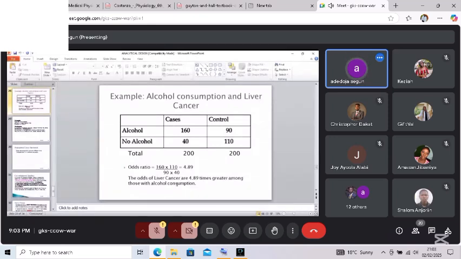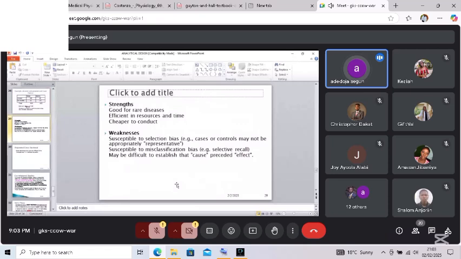Meaning that the odds that people that are taking alcohol would develop liver cancer is 4.89. Very, very high. That's what I'm trying to show using the odds ratio calculation here. Then, just like we know, everything that has advantages also has disadvantages. So it has its strengths and also weaknesses.